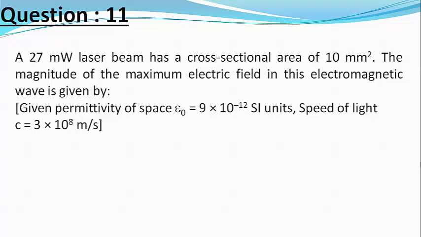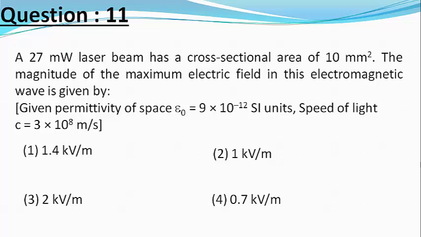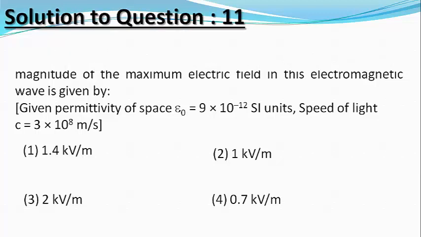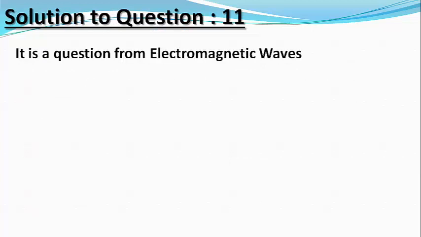Our choices are 1.4 kilovolts per meter, 1 kilovolt per meter, 2 kilovolts per meter and 0.7 kilovolt per meter. It is quite obvious that this is a simple question from electromagnetic waves and has only one choice correct.